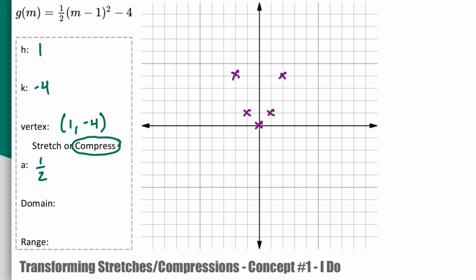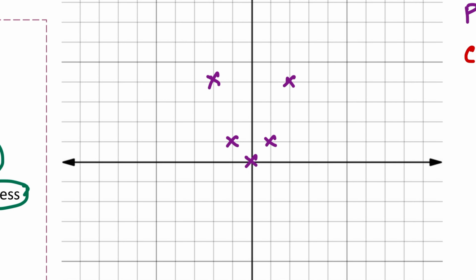And I'm going to start by, so that's parent function, okay? And then in red, I'm going to do the compression, okay? So I'm going to take half of all these points. So again, the first point at 0, right? Because we're only looking at the y values. 0 times 1/2 is just 0. So I'm back to that same place.